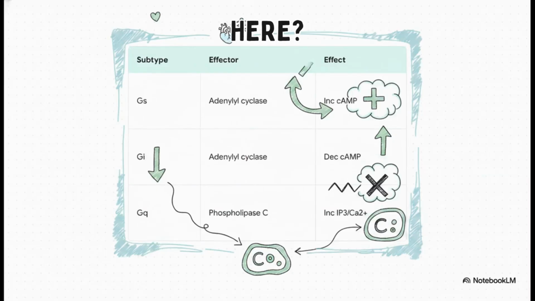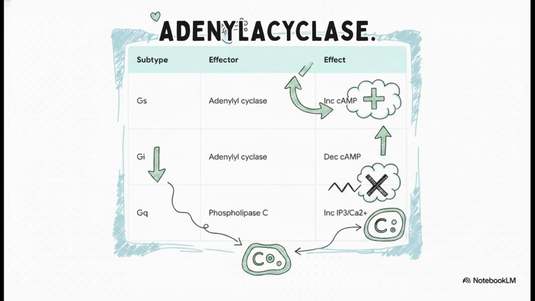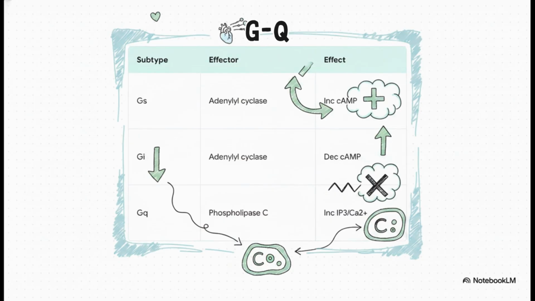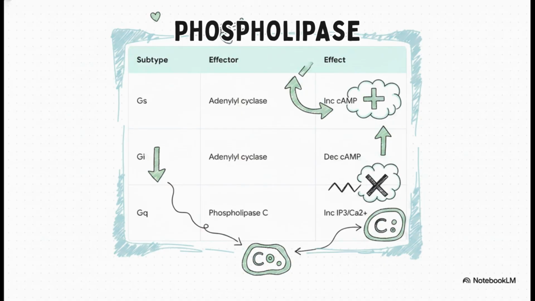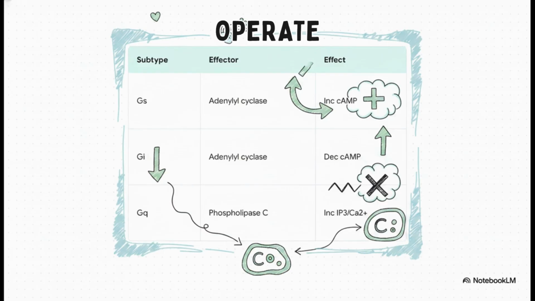This table right here, absolute prime exam material. You must know that the Gs subtype stimulates adenylyl cyclase to increase cyclic AMP. The Gi subtype does the exact opposite. It completely inhibits adenylyl cyclase. And the Gq subtype? Well, that activates an entirely different pathway called phospholipase C, which spikes intracellular calcium. Super familiar therapeutic targets like adrenergic and muscarinic receptors? Yeah, they all operate through these exact GPCR pathways.